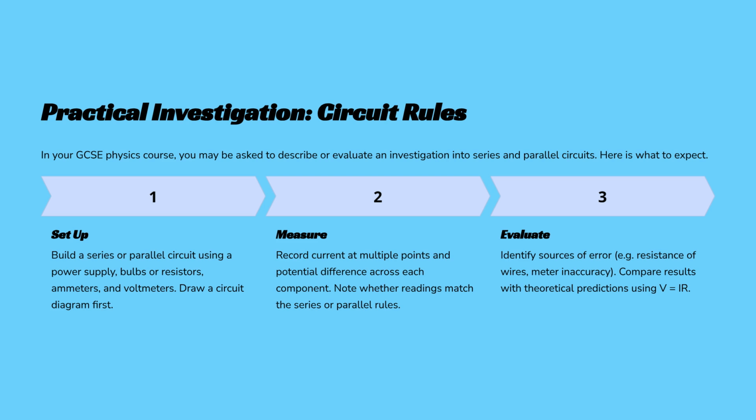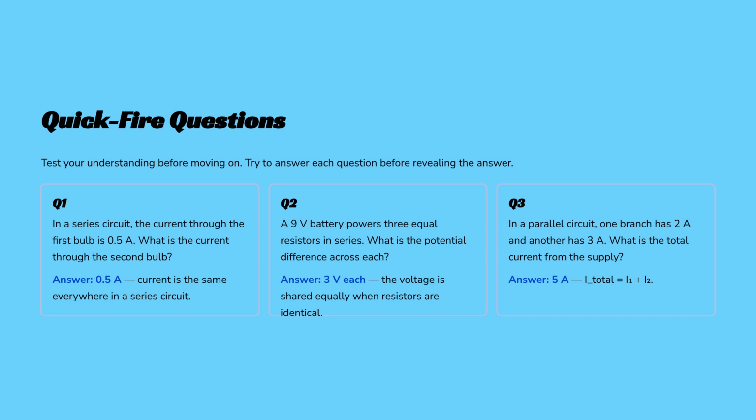When conducting a practical investigation, start by drawing your circuit diagram. Build your circuit carefully, take systematic measurements, and then evaluate your results by identifying potential errors and comparing your data against theoretical predictions. Let's try some quickfire questions.